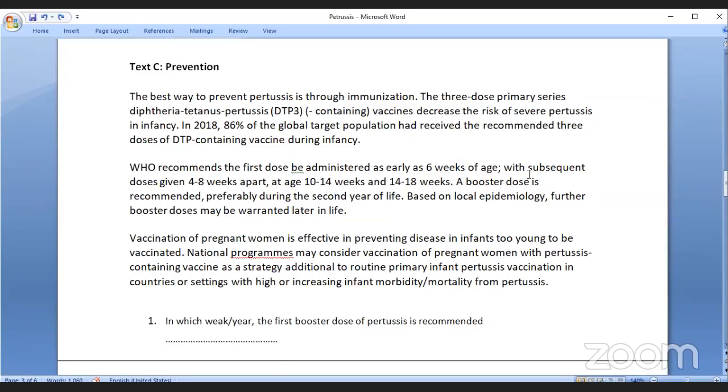The next doses are subsequent doses, not booster doses, 4 to 8 weeks apart, at 10 to 14 weeks and 14 to 18 weeks. Done with the doses. Now here is the booster dose. The booster dose is recommended preferably during the second year of life. As there is only one mentioned booster dose, I can put it as first, just to confuse you with the first dose. So please be careful. These are very small things, but overall, these things will make you fail or pass.